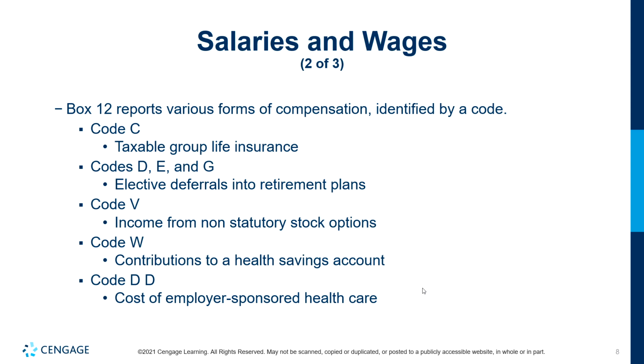And then we have code DD. Anyway, you'll see this one a lot too. You usually see a lot of code D and code DD. This is the cost of employer-sponsored health care. So if an employer does offer health insurance, we do see the cost of that. It's usually a non-tax thing. It's just information for the IRS. Mostly, box 12 is a lot of information just for the IRS. But we do still report it.